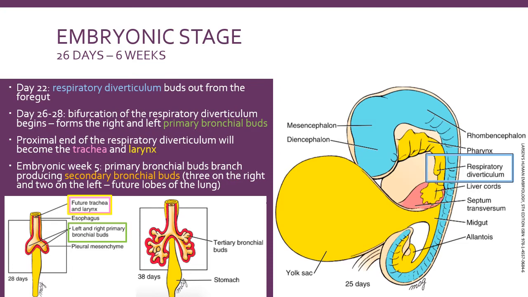Also, at this stage, we get separation of the trachea and the larynx from the esophagus. Because the respiratory diverticulum is derived from the foregut, it must separate from the gastrointestinal system. Clearly, you don't want a connection between your respiratory system and your gastrointestinal system, although we will talk about what happens when you have one.